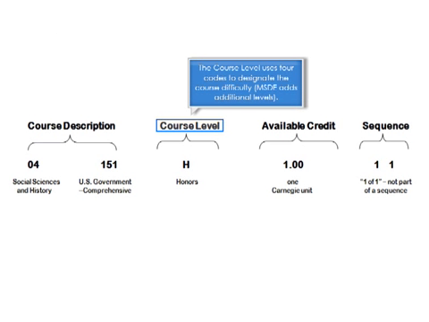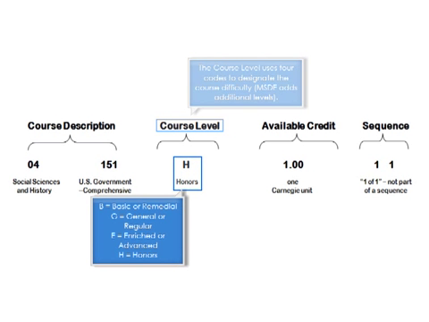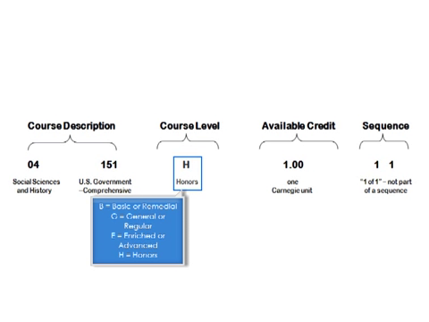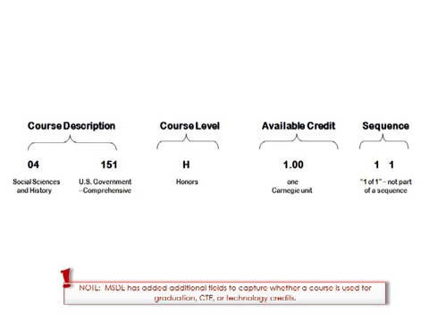The course level uses 4 codes to designate the course difficulty. B equals basic or remedial, G equals general or regular, E equals enriched or advanced, and H equals honors. Note: MSDE has added additional fields to capture whether courses are used for graduation, CTE, or technology credits.